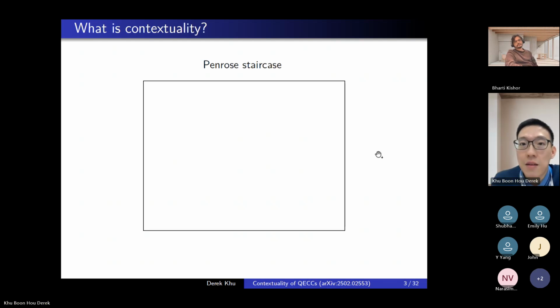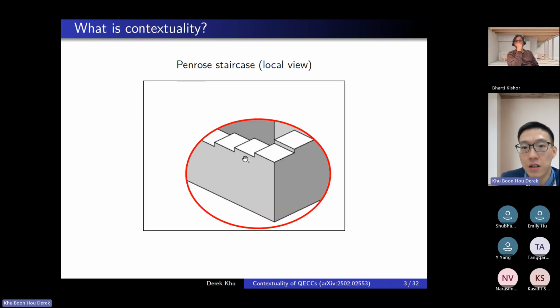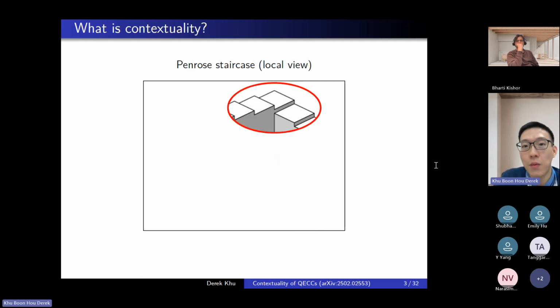So what is contextuality? I imagine many of you might know what the Penrose staircase is. Imagine you want to figure out what the heights of the different parts of the Penrose staircase are, but you only have a small little telescope that you could look through, and you see that over here, the staircase goes higher and higher in the counterclockwise direction. And then again in the counterclockwise direction, it goes higher and again and again. So then the question is, what are the heights of all the parts of this staircase?